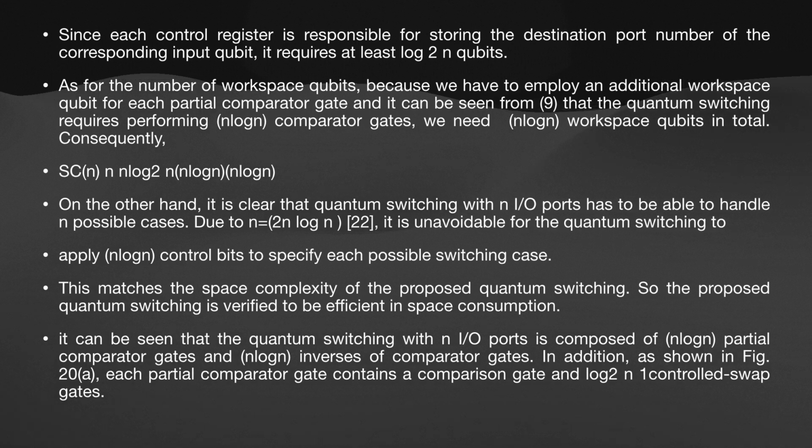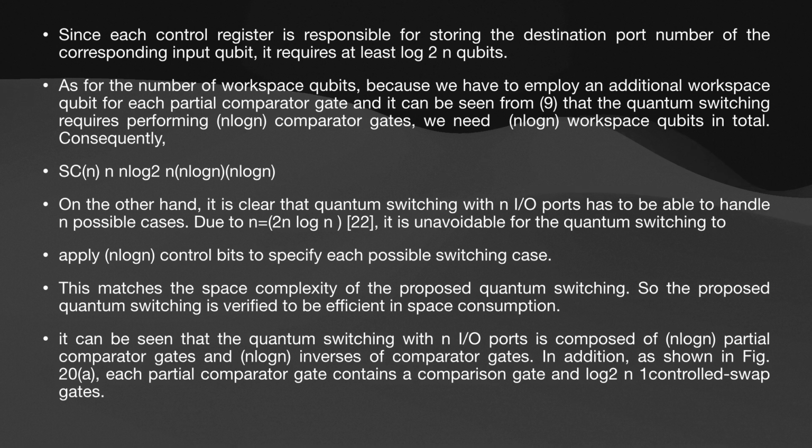As for the number of workspace qubits, because we have to employ an additional workspace qubit for each partial comparator gate, and it can be seen from the figure that the quantum switching requires performing n log n comparator gates, we need n log n workspace qubits in total. Consequently, C(n) is n log 2n plus n log n plus n log n.